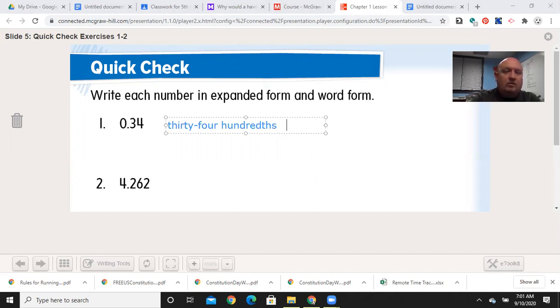Expanded form. We don't have any whole numbers, so I'm going to start in parentheses. So that's 3 times 1 over 10, because we're in the tenths place, plus parentheses, 4 times 1 over 100. This represents the tenths place, 1/10. Hundredths, 1/100ths place. And then you see the 3 and the 4. I'm going to go ahead and clear all the drawings.